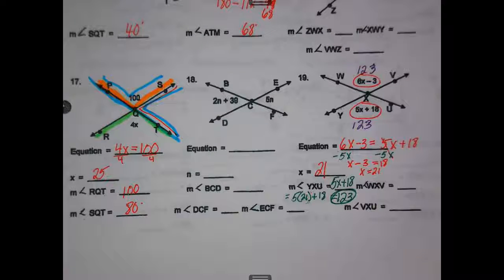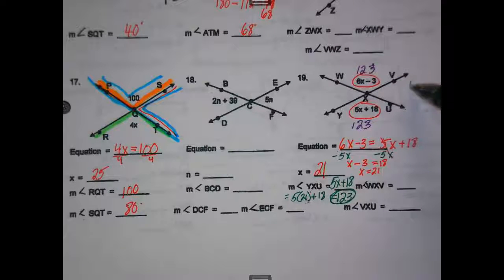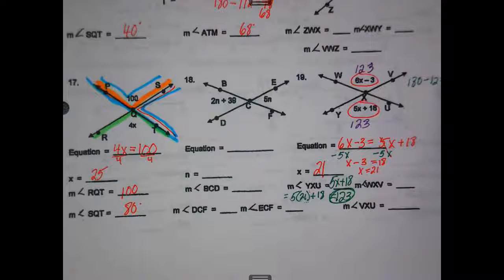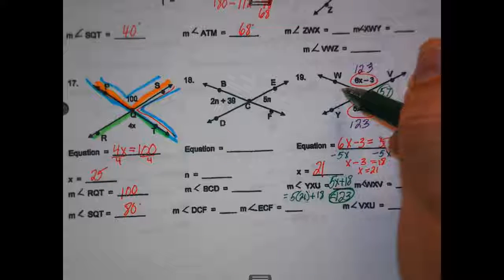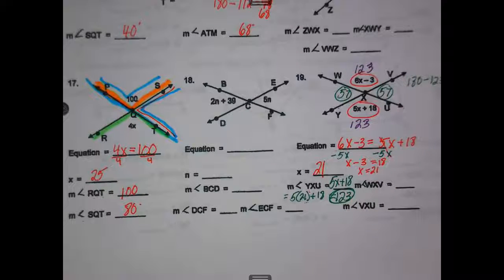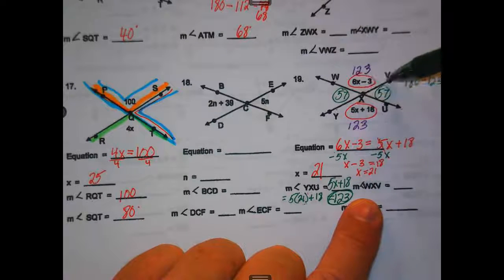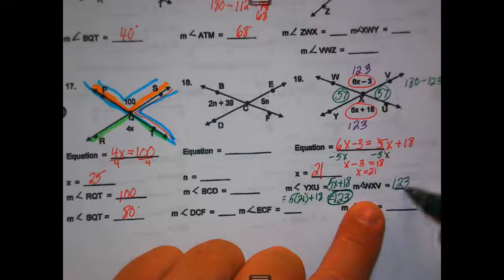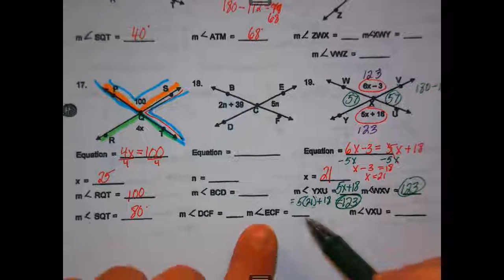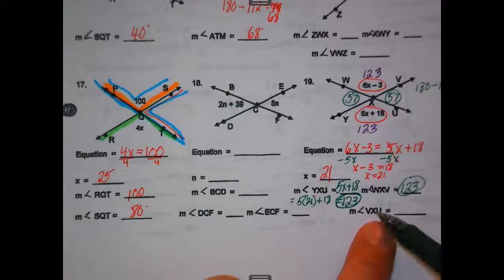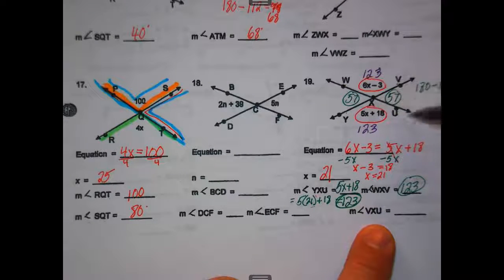It's going to be 180 minus 123, which is 57. Okay, so let's fill these in. WXV is 123. That's that problem. And VXU is 57.